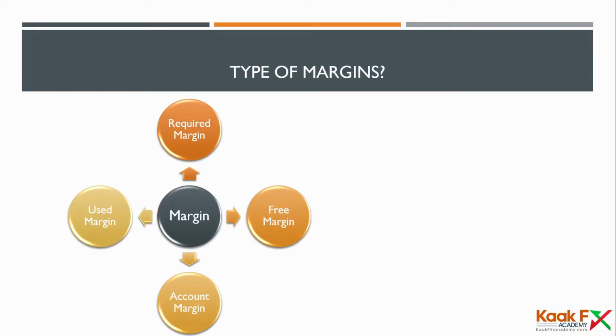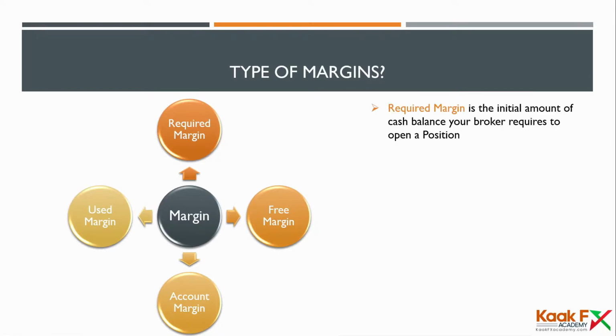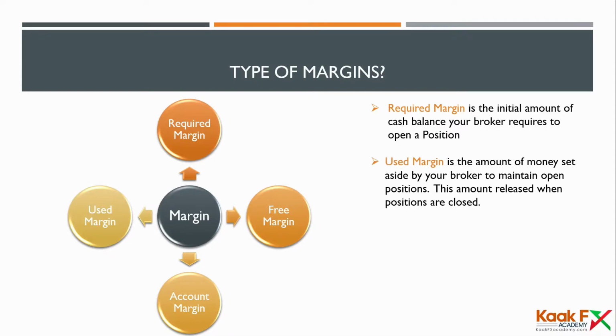Types of margins. Let's take a look at the different types of margins that we have. First, required margin. Required margin is the initial amount of cash balance you are required to have to open a position. So when you're opening up a position, this balance is required by your broker. Used margin is the amount of money set aside by your broker to maintain an open position. This amount is released when a position is closed.